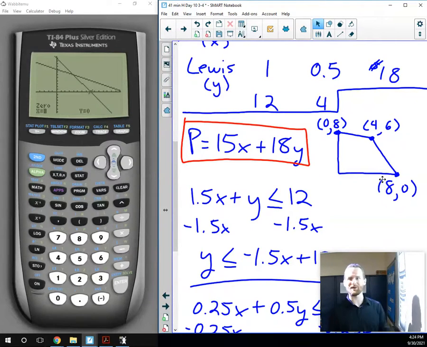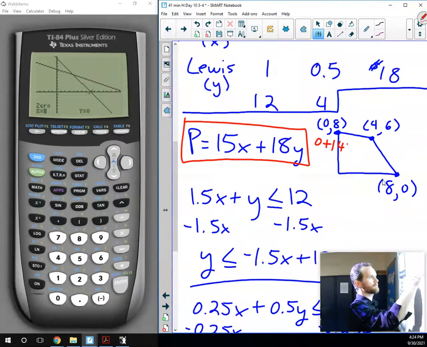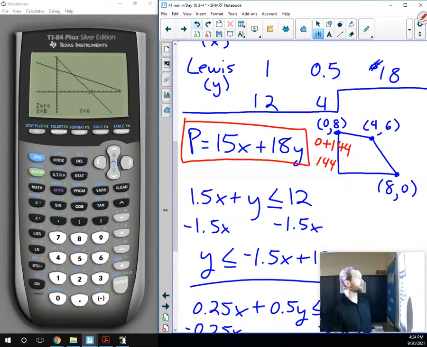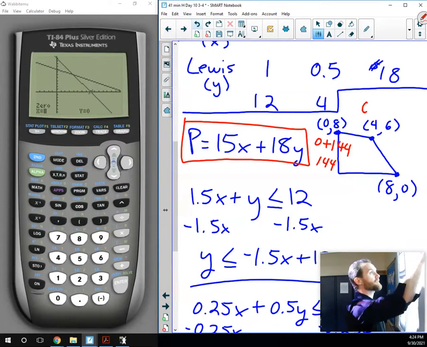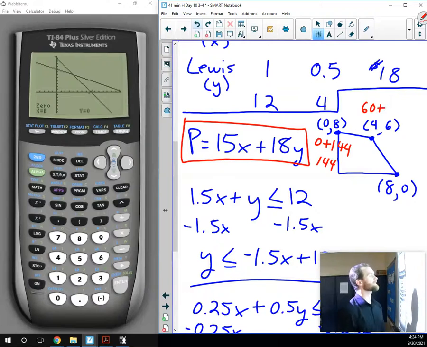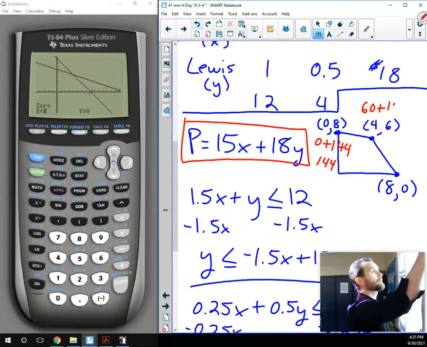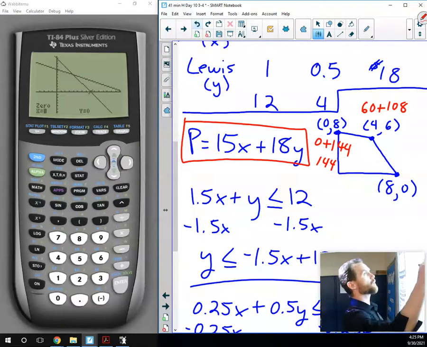All right, now real quick, we're just going to take those vertices, plug them into the objective function, and see which one gives us our maximum value. So 0 and 8, that's 0 plus 8 times 18, which is 80 and 64. That's 144. So we get 144 for that one. Next, we plug in 4, 6. 4 times 15 is 60, plus 6 times 18, that's going to be 60 and 48, that's 108.